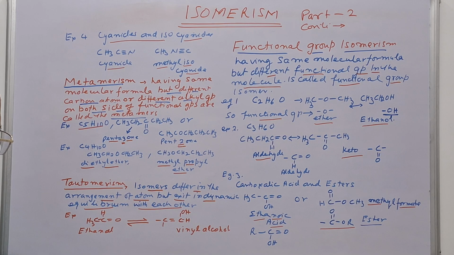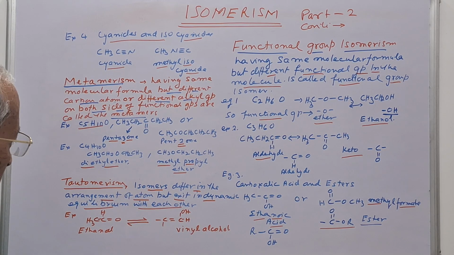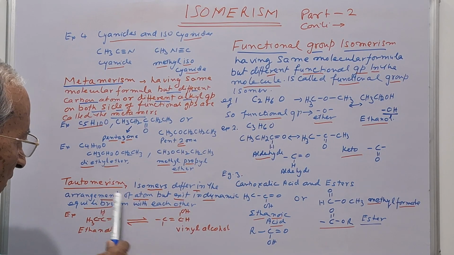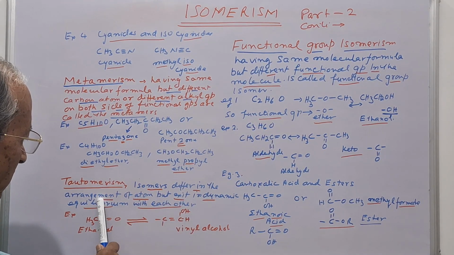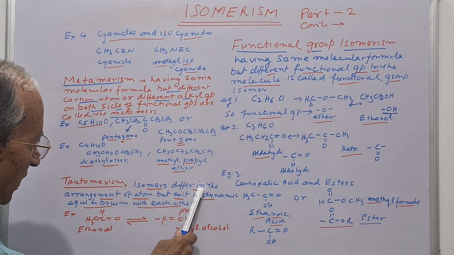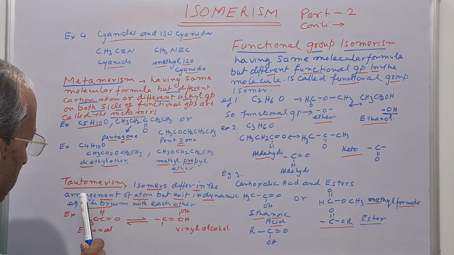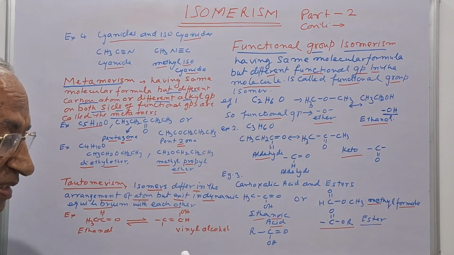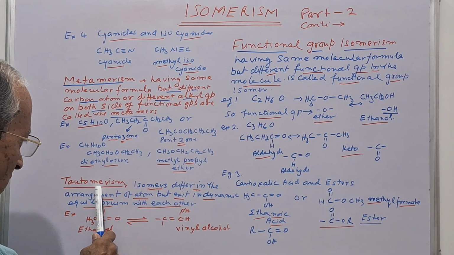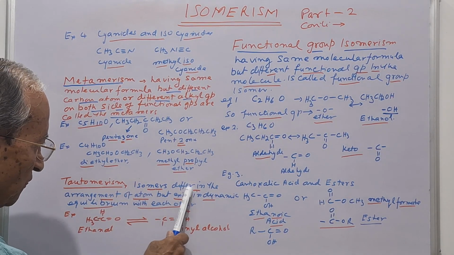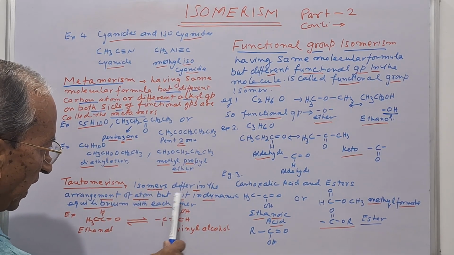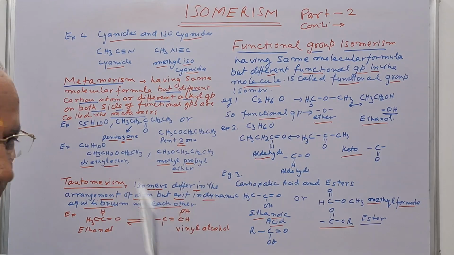Now third is tautomers. That is a special type of isomers. It's very important. Tautomers: isomers differ in the arrangement of the atoms. First point. Isomers differ in the arrangement of the atoms, but they exist in a dynamic equilibrium state. Again listen. Tautomers: isomers differ in the arrangement of the atoms. First point. Second, but exist in dynamic equilibrium with each other.